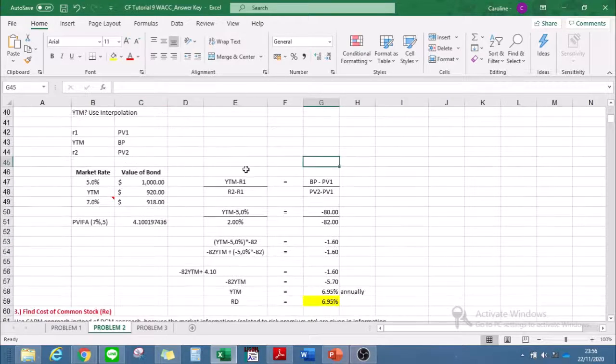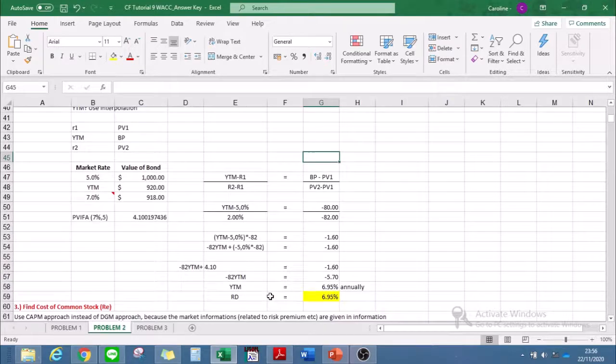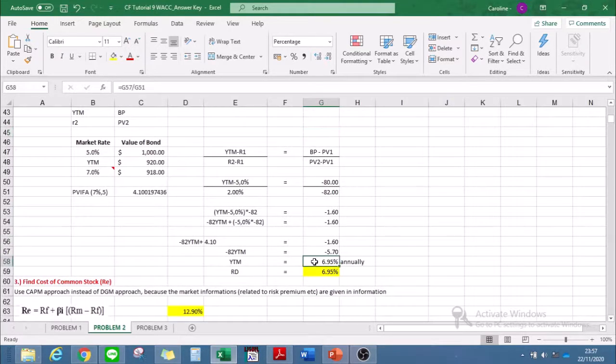Using the interpolation method, we find that the YTM is 6.95% annually. You don't need to multiply it by 2 because it is already stated on an annual basis. This is the cost of the debt. The YTM is the cost of the debt.